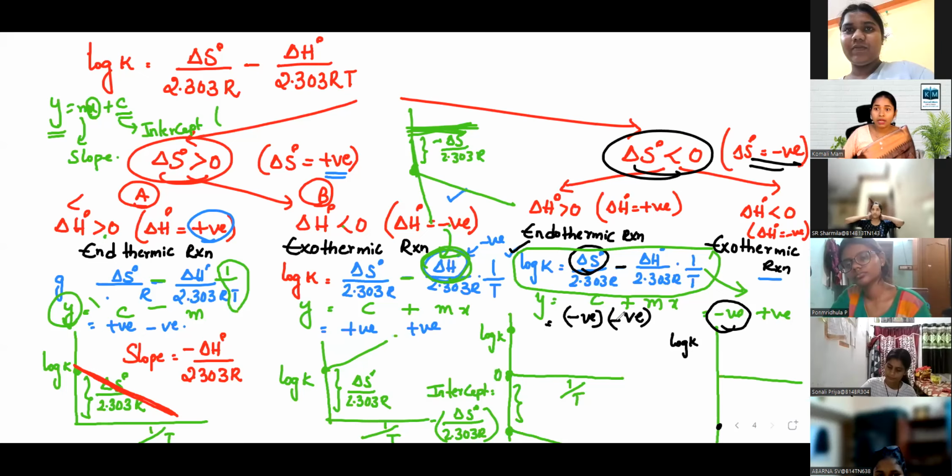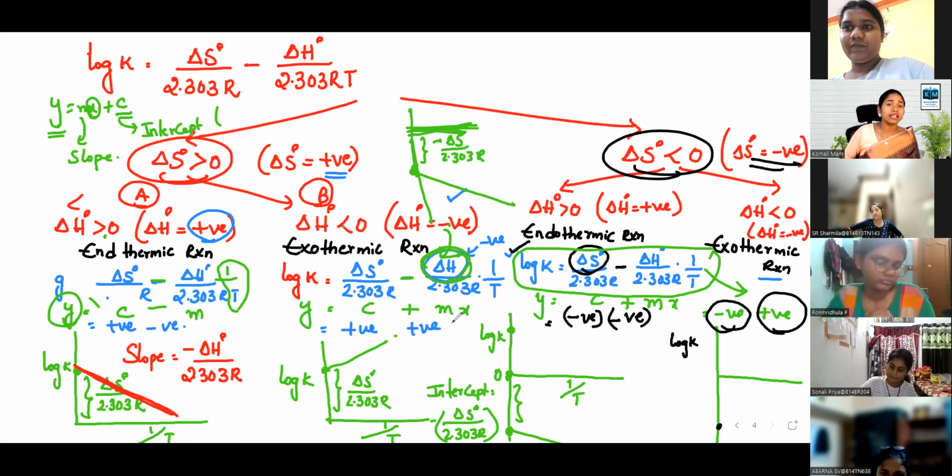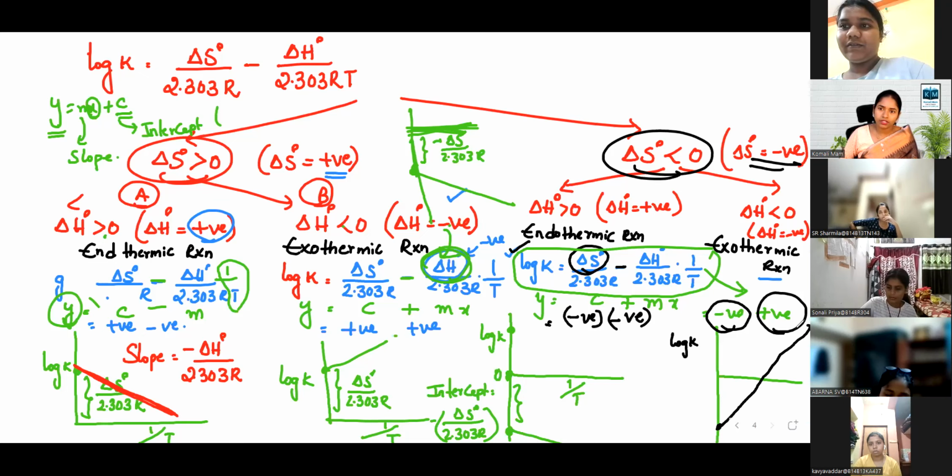So here, but ma'am, here delta H is coming positive because delta H is negative. Negative into negative, this term becomes positive, ma'am. So the slope is positive. Positive means how, Sangeeta, how does it go? Graph goes up, ma'am. Very good. Graph goes up from this point.